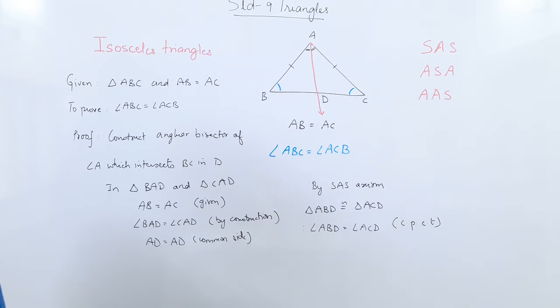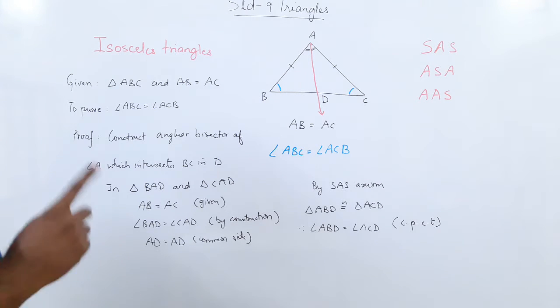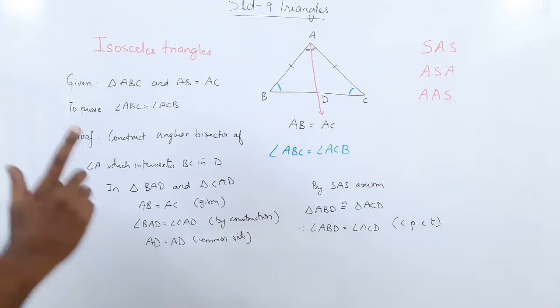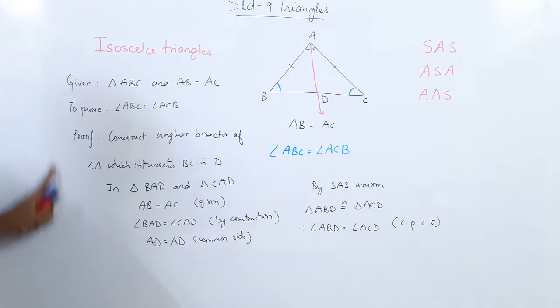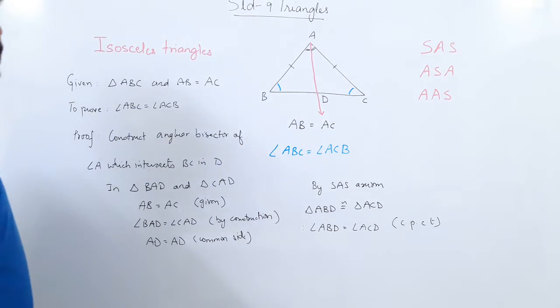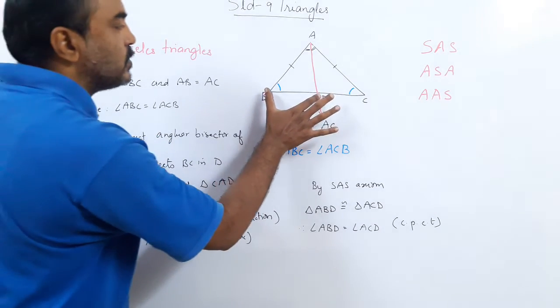So I hope you understood the first theorem. Very, very important. In future you are going to make very much use of this. So kindly understand, kindly remember. You may not remember the proof, but remember this result. Okay? What is the result? Now I can rub off this angular bisector.